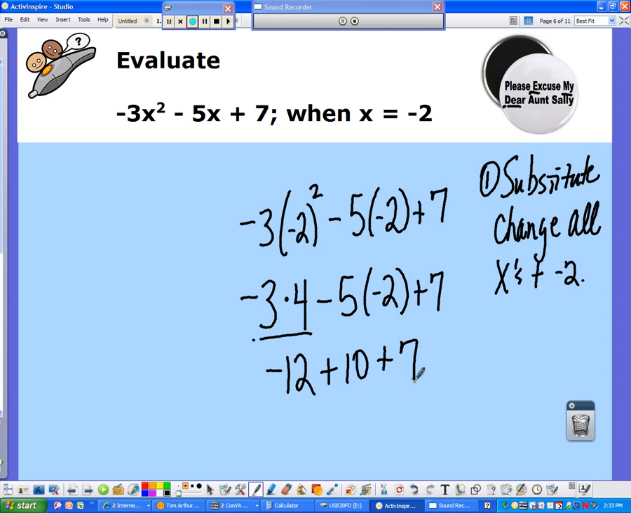And then the next step is, since we've taken care of all of the multiply and divide, we're going to add and subtract. So negative 12 plus 10 gives us a negative 2 plus 7 for a final answer of 5.